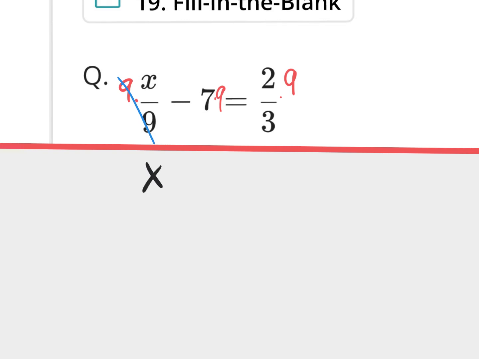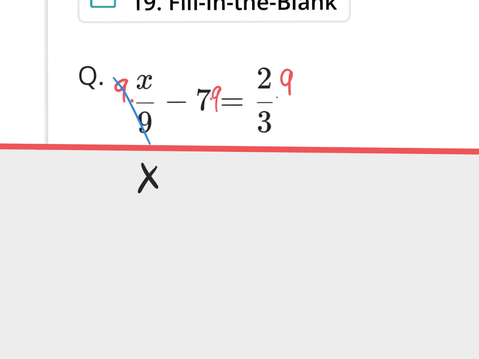So what do I have? I have a 1x. I have a negative 7 times 9. That is a negative 63. And last but not least, I could say 9 divided by 3 is 3, and then 3 times 2 is 6. Or I could say 2 times 9 is 18. I might as well go that route. 2 times 9 is 18, and then 18 divided by 3 is 6. So the answer is 6 on this side. So we got rid of both fractions by multiplying everything by the LCD. In this case, it was 9.